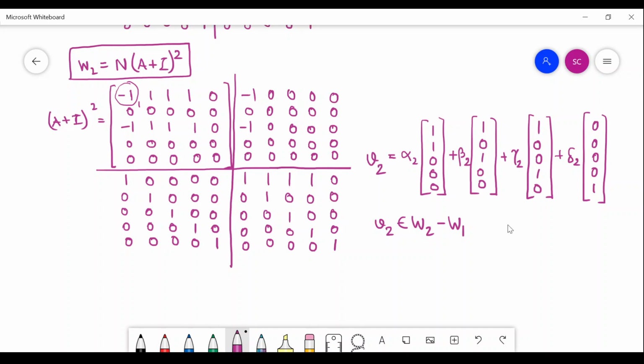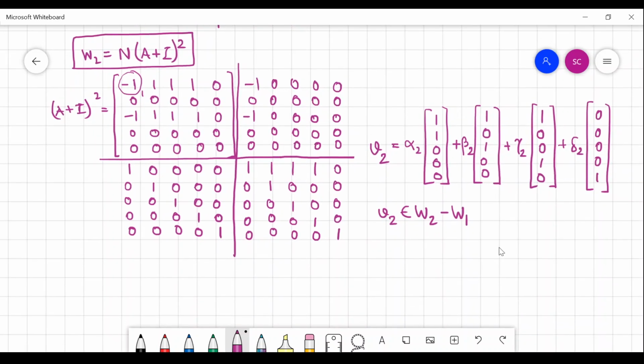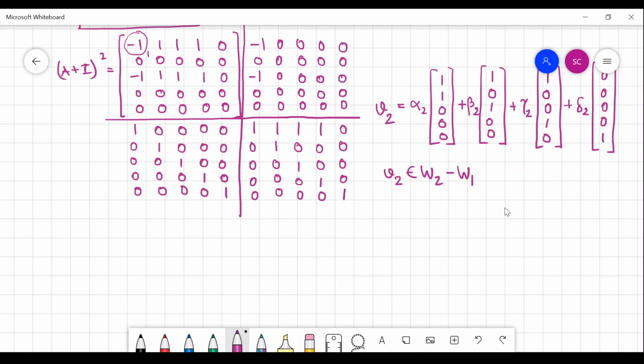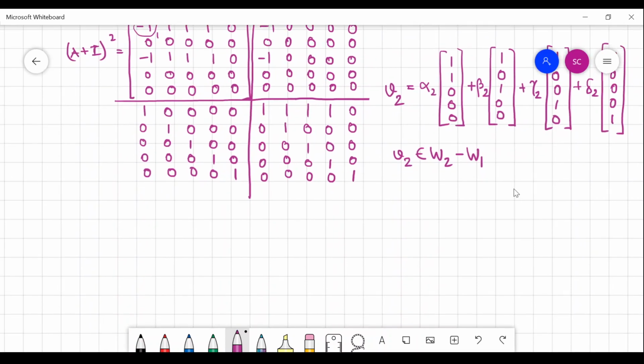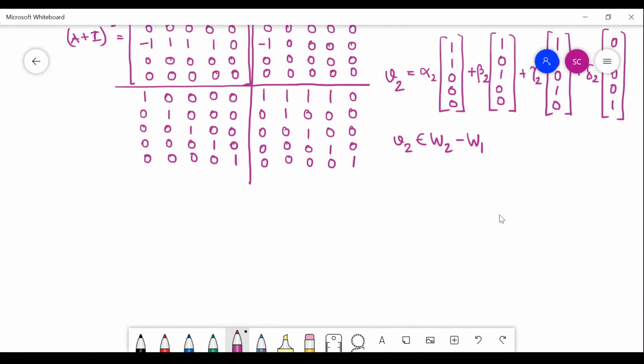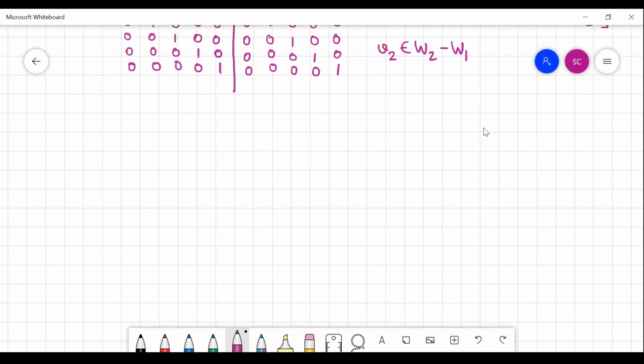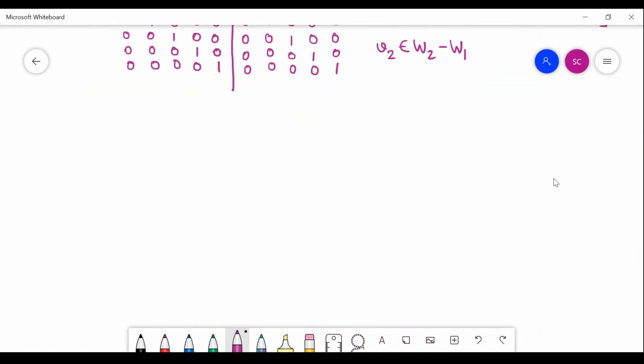So we have not yet landed up with (A + I) to the power of k as 0. So we have to do further multiplications. We have to figure out (A + I) cube and see whether it is 0 or not. When we reach 0, from there we would start. So let us see what (A + I) cube is.